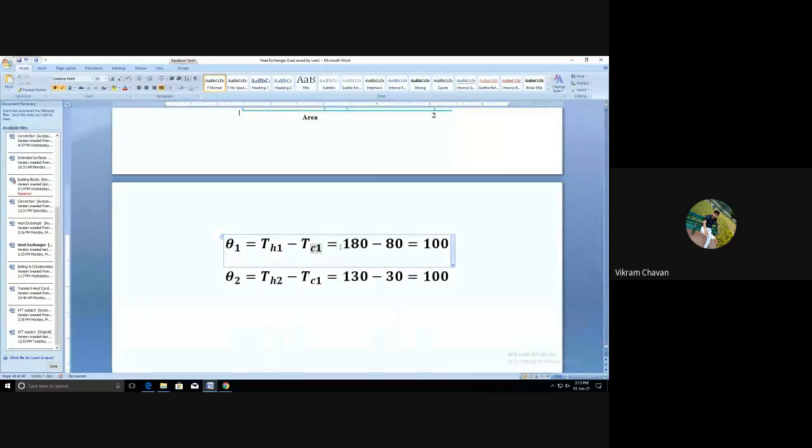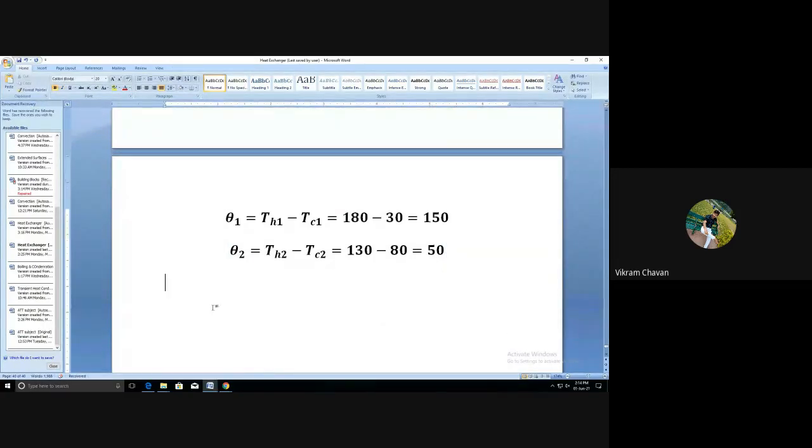So here in this case theta 1 is nothing but TH1 minus TC1. TH1 is 180 and TC1 is 30, so it will become 150. Theta 2 is TH2 minus TC2. TH2 is 130 and TC2 is 80, so 130 minus 80 will become 50. Okay, 50, right?